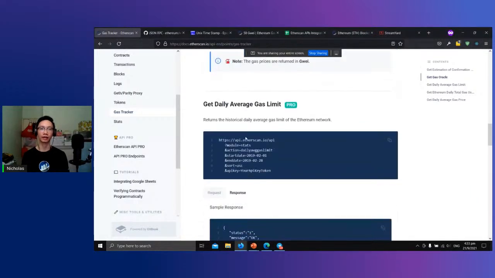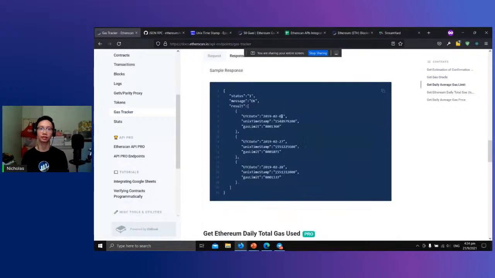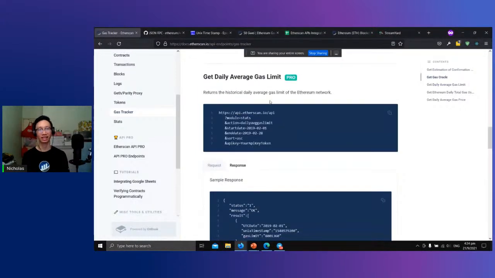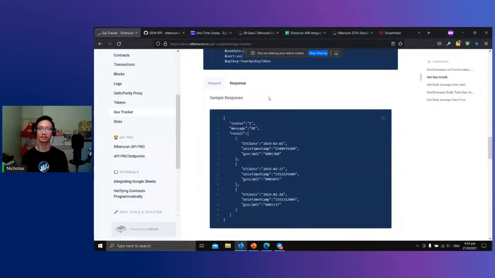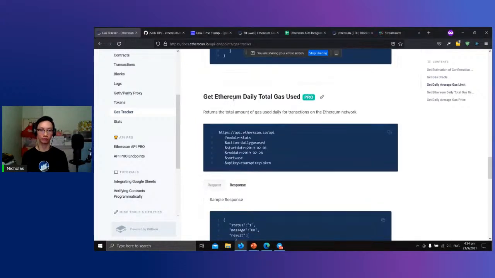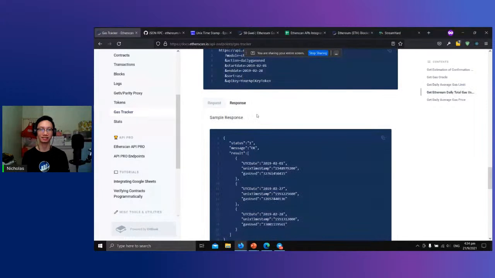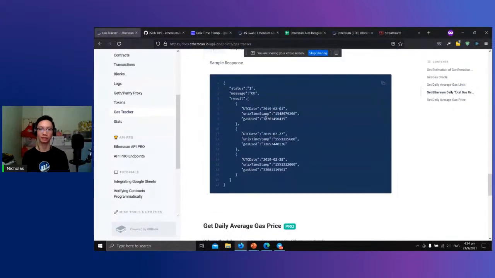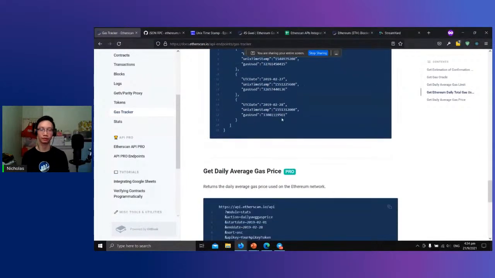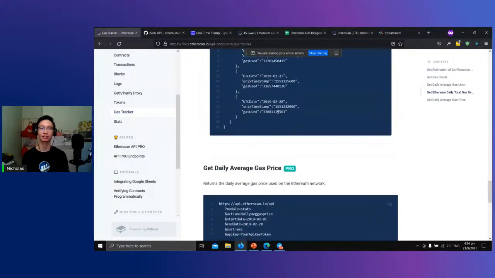And next we have daily average gas limit. That's the daily average gas limit on the Ethereum network. This is helpful once again if you're doing analytics. And next we have how much Ethereum gas you use every day on the Ethereum network. So this is on a daily basis. So once again, it's focused on analytics.